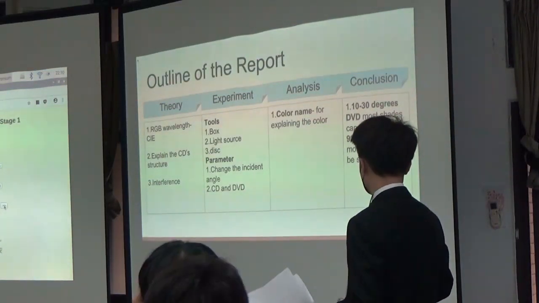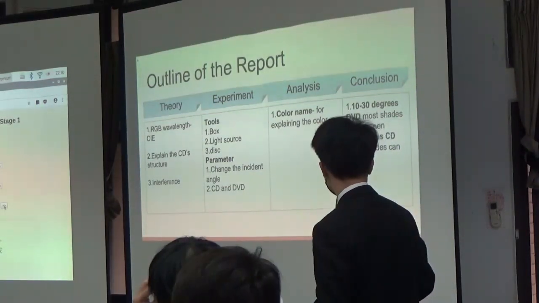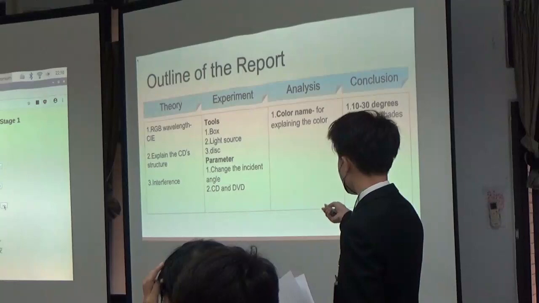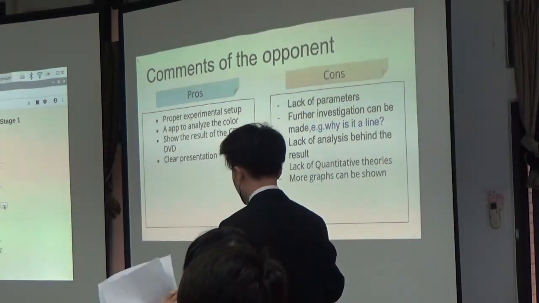And for his conclusion, he stated that between 10 to 30 degrees, DVD both shades can be seen, and at 90 degrees, CD both shades can be seen. And here are the pros and cons for the reporter.